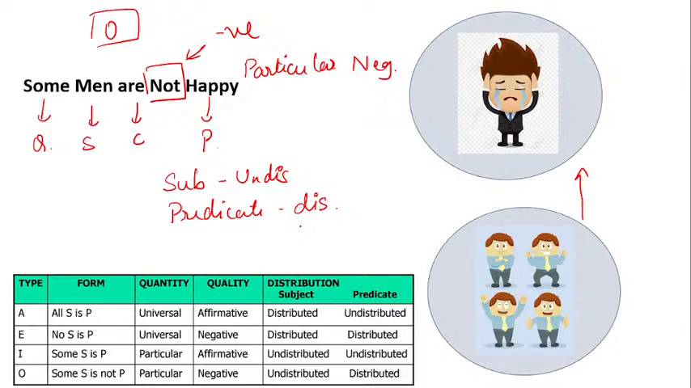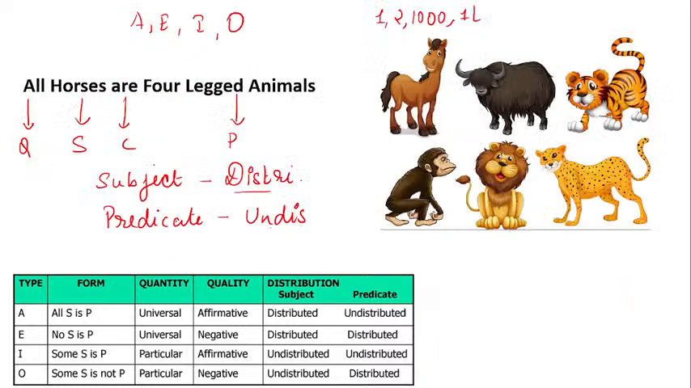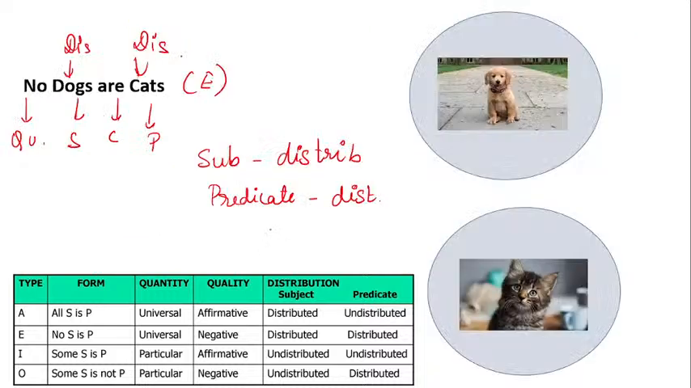Now everyone understood? I just want to revise it once for you. All horses are four-legged animals. Since here we were talking about all the horses in the world, the subject was distributed, but the predicate, that is the four-legged animal, is having other animals also, so it is undistributed. While the second, E type of statement, no dogs are cats, is an E statement. The subject is distributed and the predicate is also distributed.